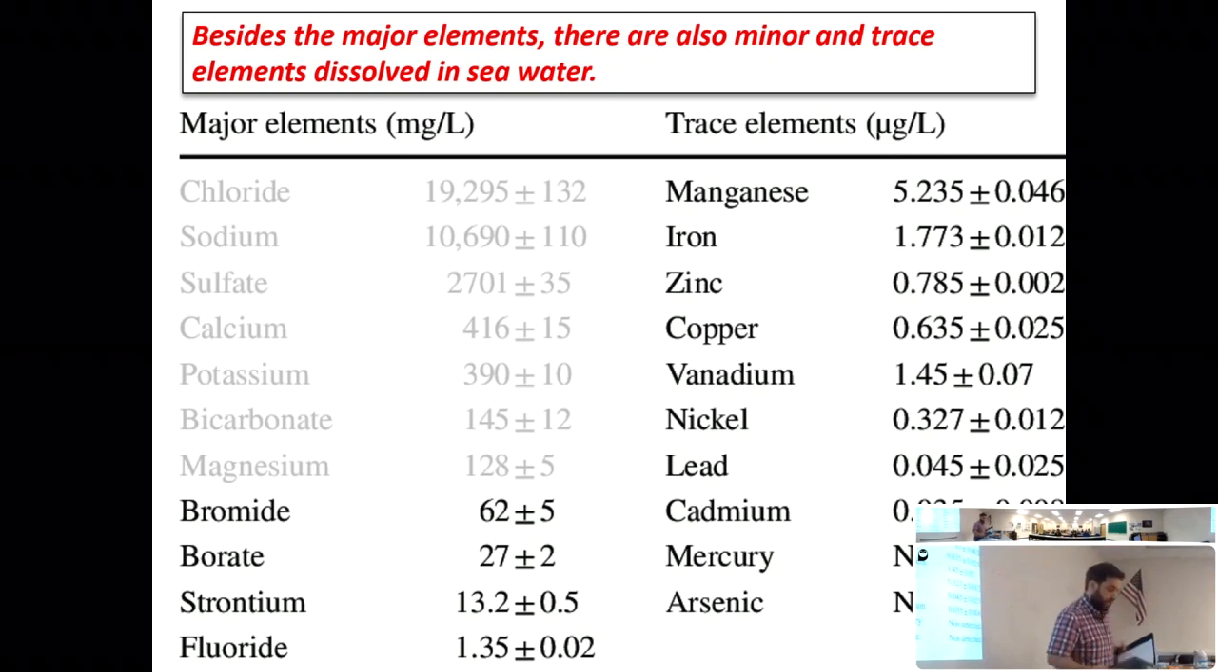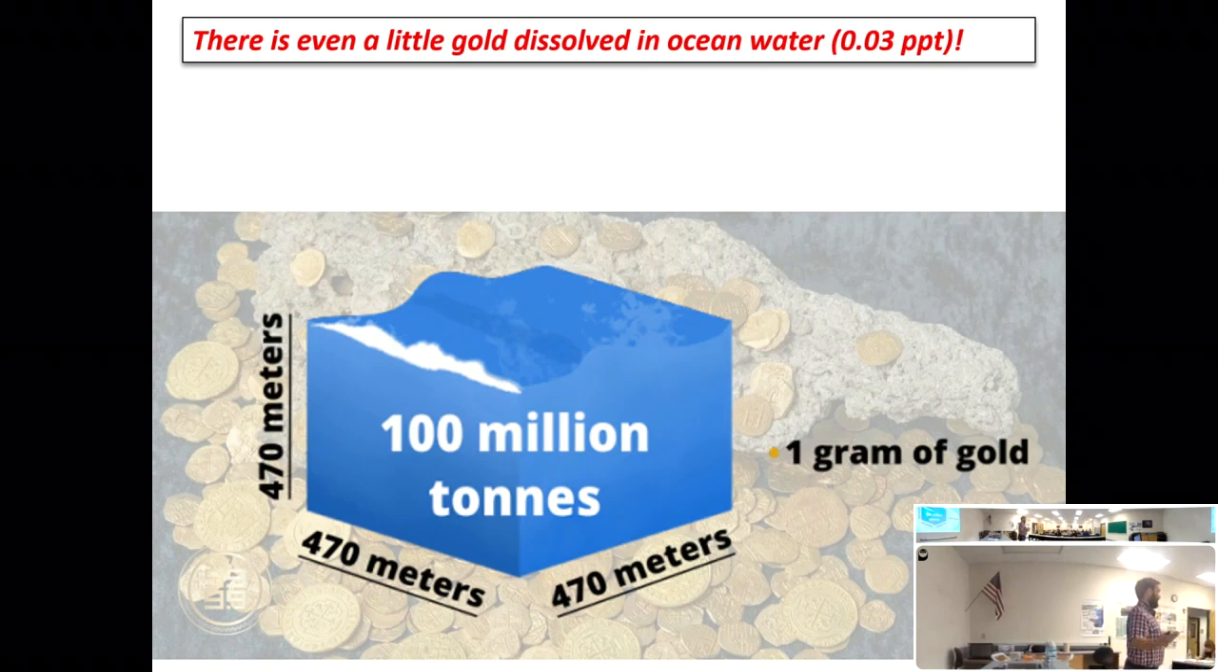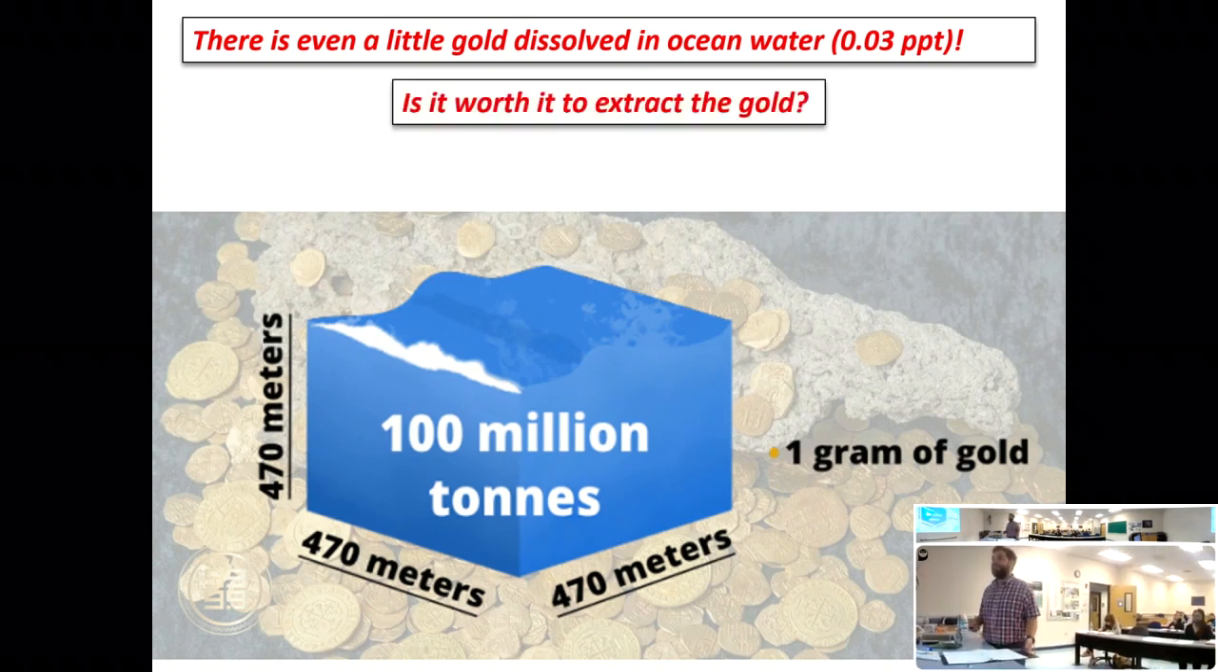We actually did this last time, but let's take a look at trace elements. I thought this was fun too. There's even a little bit of gold dissolved in the ocean water. This is how much there is, look at this. 0.0 ppt. Does anybody know what ppt means? Yeah, parts per trillion. That means that if you boil off a trillion gallons of water, you could get 0.03 gallons of gold. Does that seem worth it? I don't know. But seriously, people investigate things like this to make money. Is it worth it to boil off that much water to get the gold out? If the price of gold goes up, it could be. It's kind of funny.